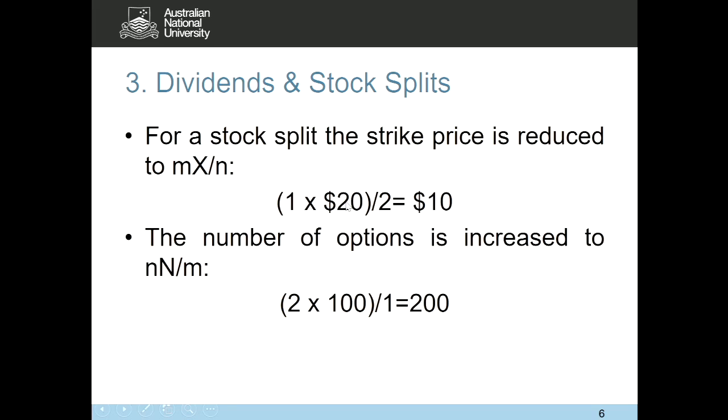If you look at this numerator here, it is 1 times the current strike price of 20. And the denominator basically asks the question, how many shares will I have now? Because it's a 2-for-1 stock split, for every one share I own, now I have two. So this 2 indicates that for every one share that I used to own, now I have two shares. If that's the case, then the strike price will halve. So now the strike price is $10. So this equation adjusts for the stock split.